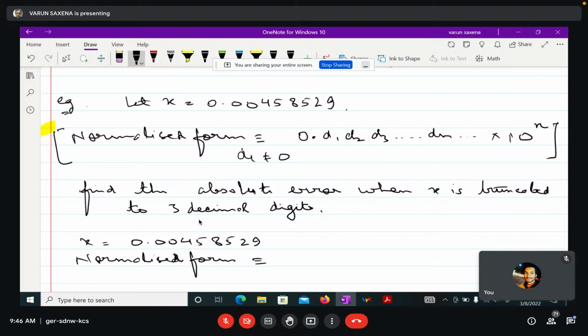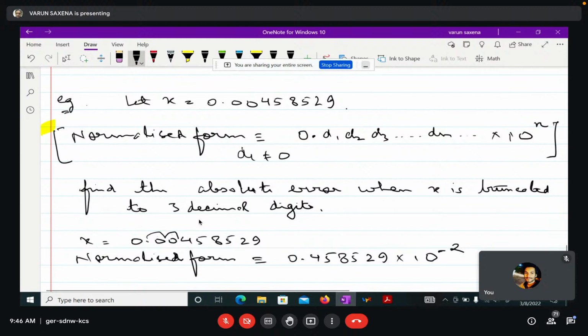So normalized form will be, so these two digits, d1 is a 0 and d2 is a 0, but we know that d1 cannot be 0. So what we'll do is we'll shift the point and write it like this: 0.458529 into 10 to the power of minus 2. One can also write it as 0.458529 e minus 2, right? So that is e. It's just the exponent to the power of 10. Okay, so this is the number in the normalized form.